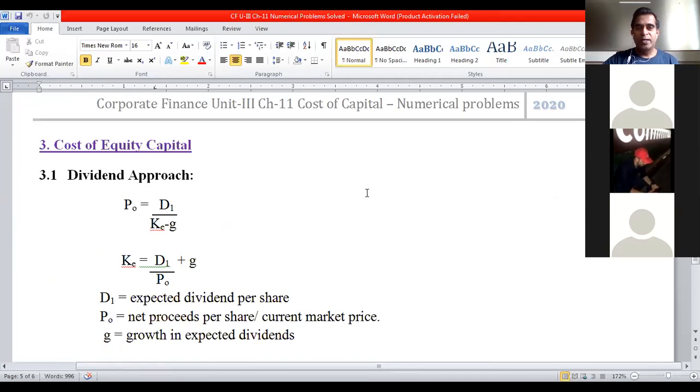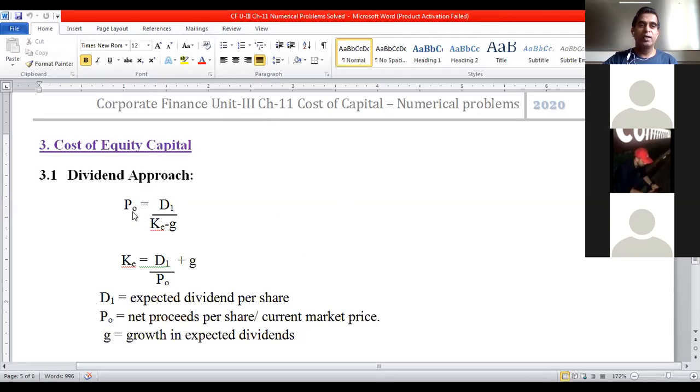So I hope my voice is clear. Then we'll go ahead and compute one of the problems on the dividend approach for calculating cost of equity capital. So, cost of equity capital using the dividend approach.